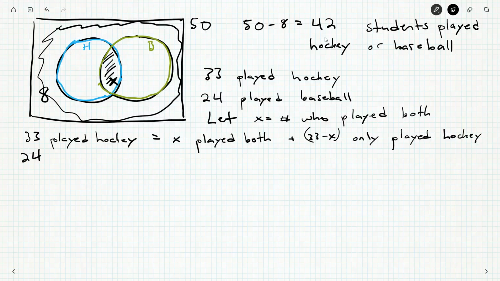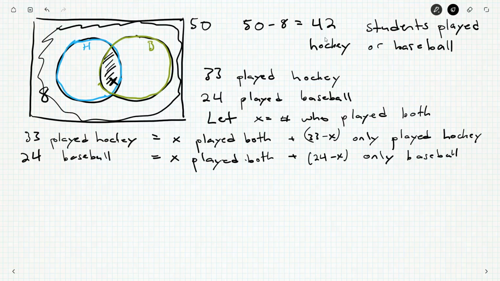Okay. And then with the baseball, we've got 24 who played baseball. X of those students are the ones who played both. And then the 24 minus X are the ones who only played baseball. When we're adding up 33 and 24, we're adding the students who only played hockey, the students who only played baseball, but we're adding up the students who played both twice, counting them as hockey players and baseball players. So what we want to do is only count one. This is known as double counting, when you've counted the same thing twice for different reasons. And you want to avoid that.